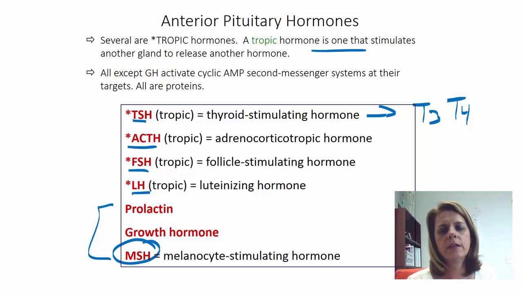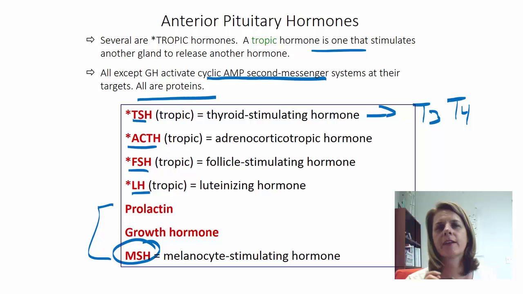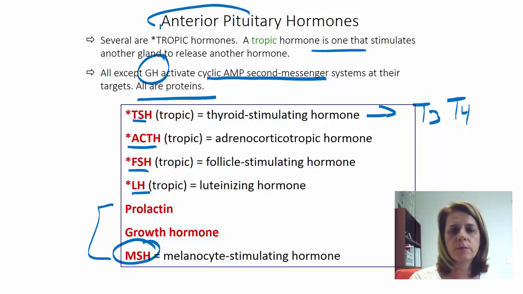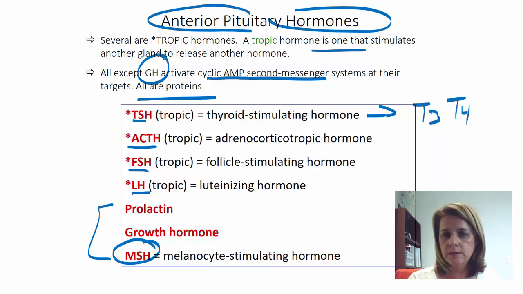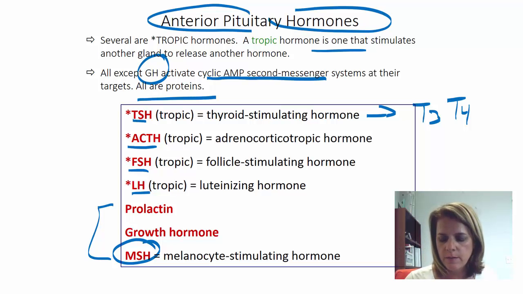All of these anterior pituitary hormones are proteins. They all work through a second messenger system, the cyclic AMP second messenger system, except for growth hormone. There's always an exception. Growth hormone is the only one that doesn't use a second messenger system. So now you know the name of the gland, anterior pituitary. You know the hormones that it releases. You know what type of hormones they are. You know that they're proteins, and you know generally how they work. Is it a second messenger system or not? I'm just giving you all those little pieces of data for each hormone that you're going to have to know by the end of the semester or the end of the unit.